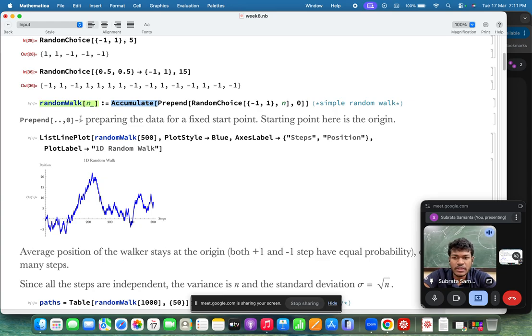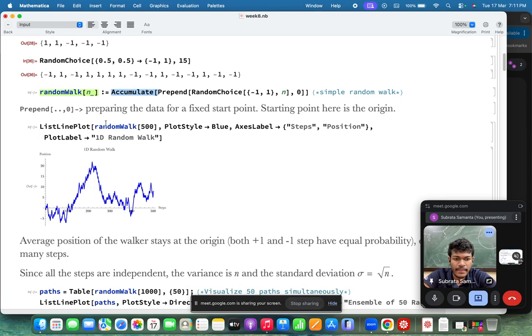I already discussed that prepend is basically preparing the data so that it starts from the origin. If you put, let us say, plus 1, then basically you add an extra plus 1 number to this list. So, that is prepend actually.